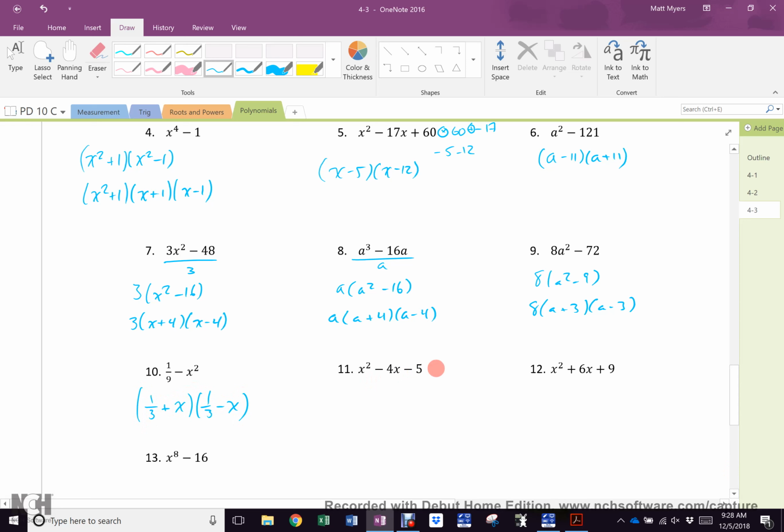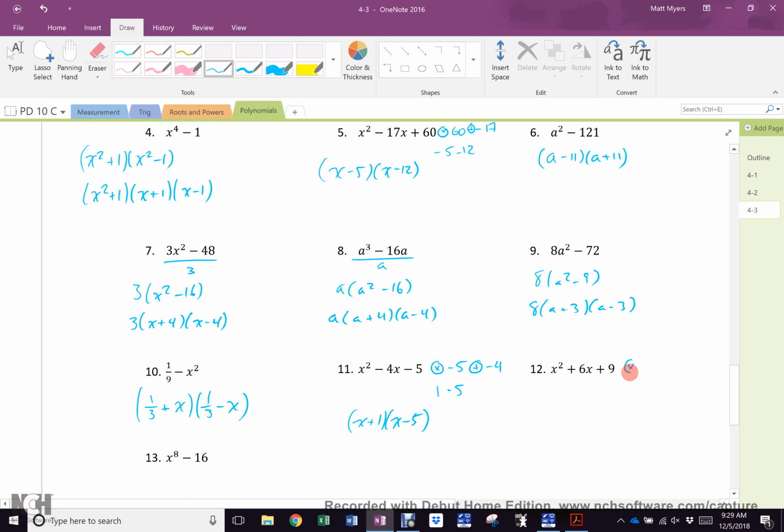What about this one? Multiply to what? Negative 5. Add to what? Negative 4. Is it 1 and 5? Of course it is. Which one's the negative to get to negative 4? Negative 5. So it is x plus 1, x minus 5.